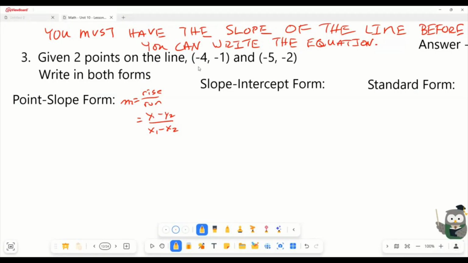So we did these. We labeled our points, x1, y1, x2, y2. The thing we have to be careful here, though, is that our coordinates are negative. There still has to be a subtraction sign in between. So y1 is -1 minus whatever y2 is, which is -2, over x1 minus x2.